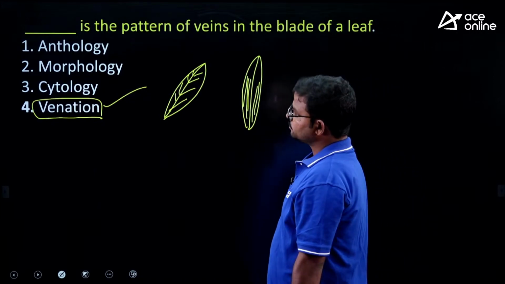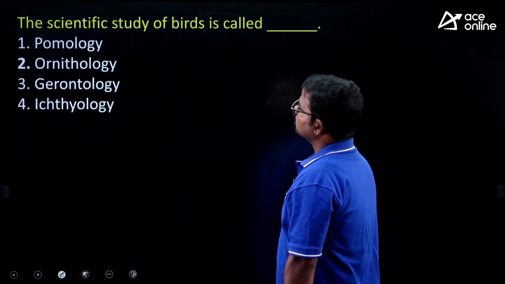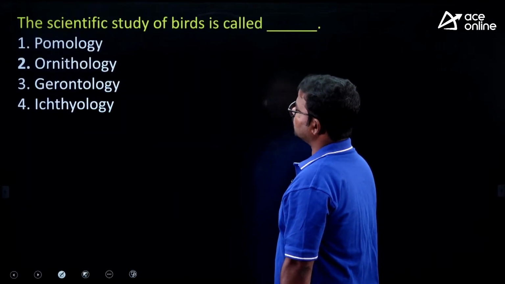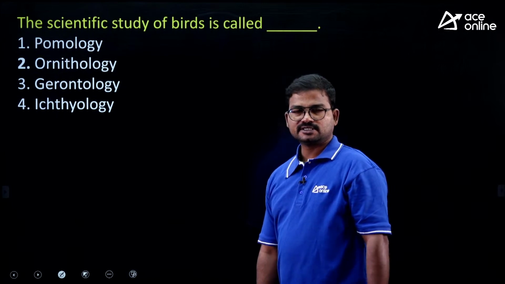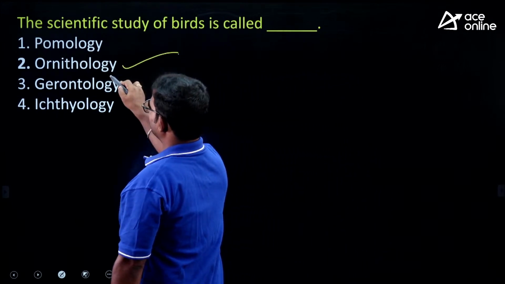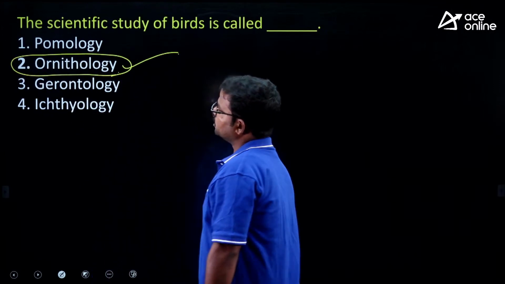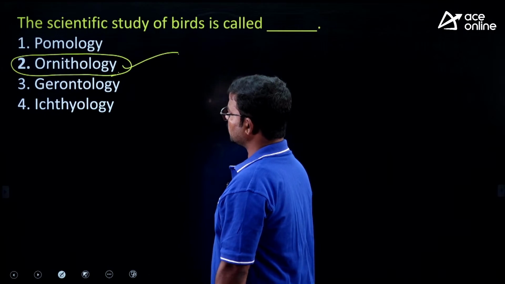Okay, right. So next one. The scientific study of birds is called. What is the scientific study of birds? Ornithology. Option 2 is the right answer. What about the remaining options? So pomology.